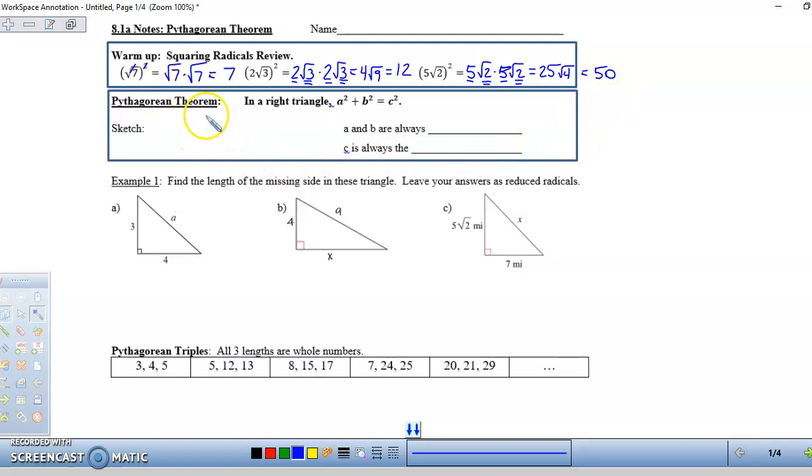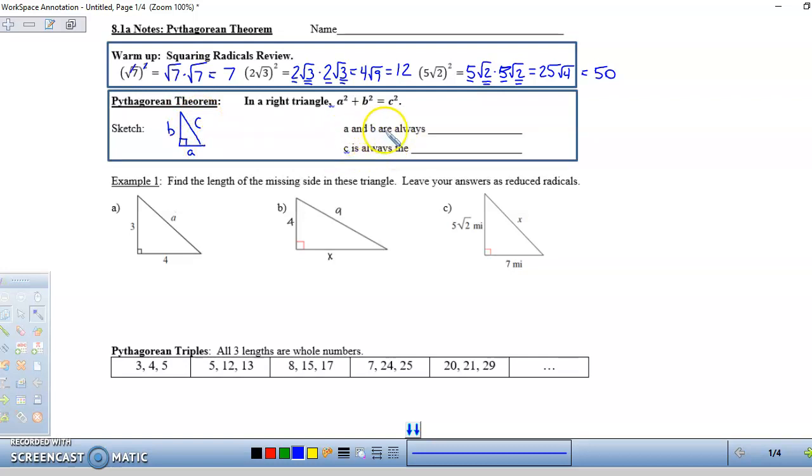Okay, Pythagorean theorem. Again, you've heard this before and seen it before and used it before, but we're just reviewing it and making it a little bit harder. So in a right triangle, so given you have a right triangle, then you would know that a squared plus b squared equals c squared. So in a sketch, you always have to have a right triangle. So you must know it's a right triangle. And then the legs are A and B, and the hypotenuse is C.